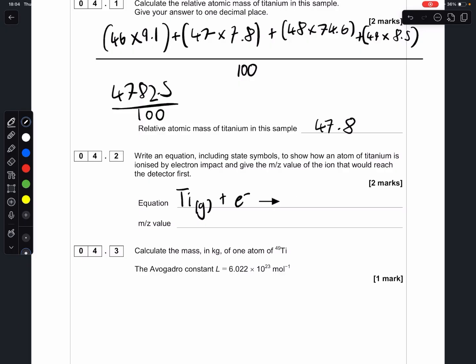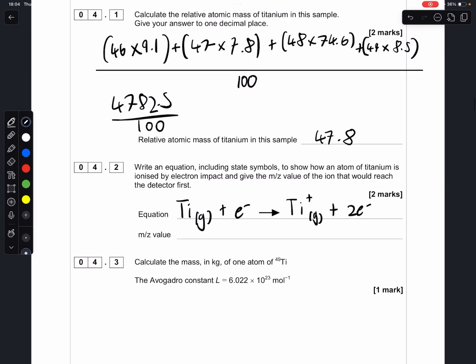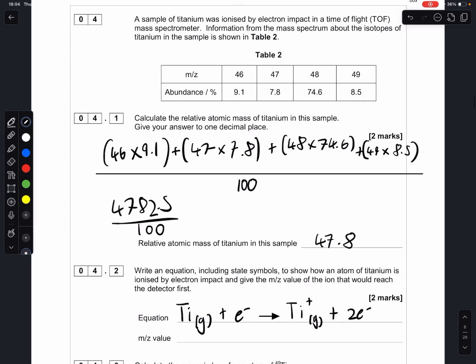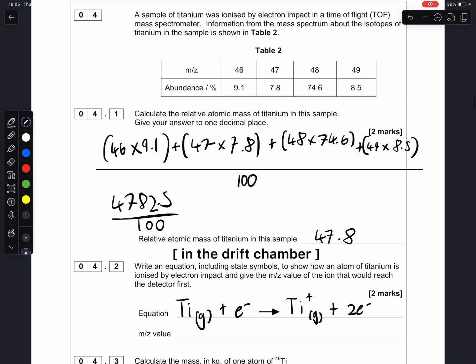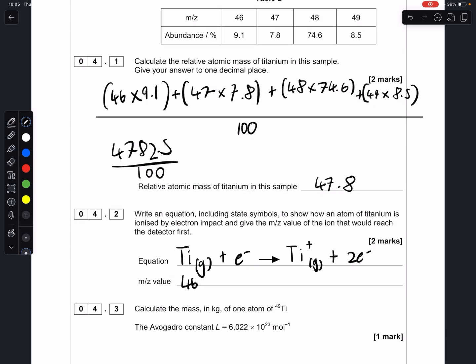And we are going to produce our titanium ion because we've knocked off an electron, and we have 2 electrons here. There you go. And the m/z value is just going to be whichever one has the lowest mass, because that is going to have the fastest travel time in the mass spec, and that's going to be 46. So it's therefore going to reach the detector first.